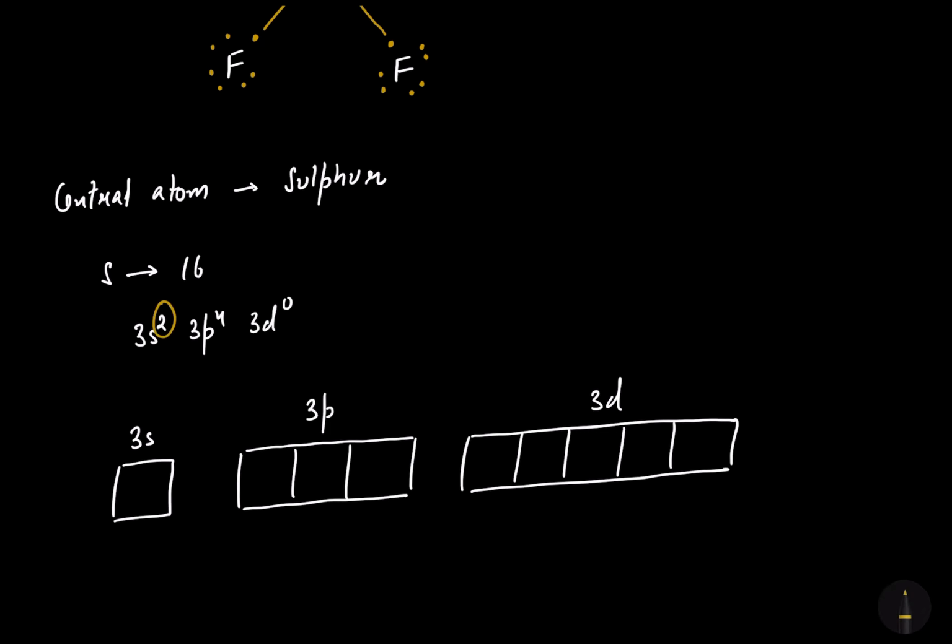The 3s has 2 electrons. Let's fill those electrons in the first box of 3s. So that's the first electron with the spin of +1/2 and that's the second electron with the spin of -1/2.